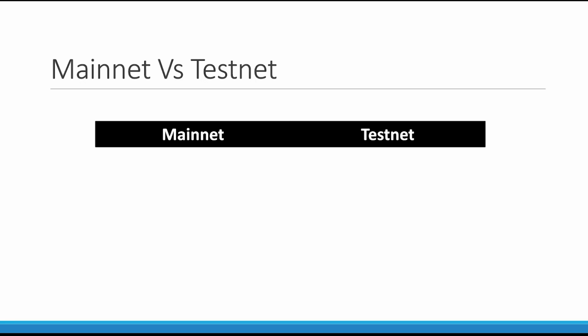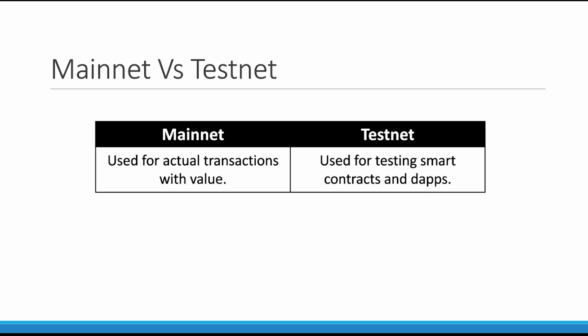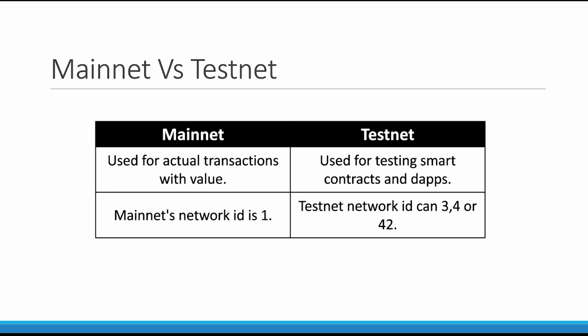And the reason for testing on the Testnet is that you do not have to buy real Ethers, so it is absolutely free of cost. So when we talk about Mainnet, it is used for actual transactions with value. When we are talking about Testnet, it is actually used for testing smart contracts and decentralized applications. Main network ID is 1 and test network ID is 3, 4 or 42.